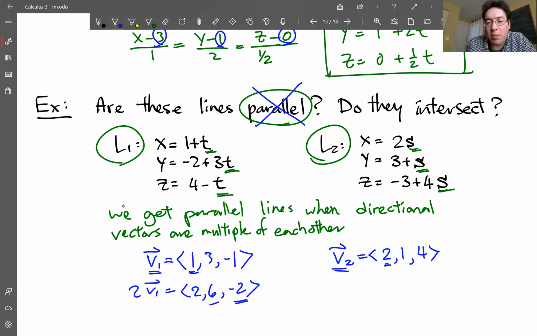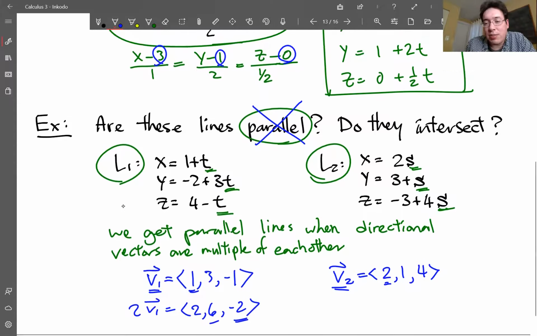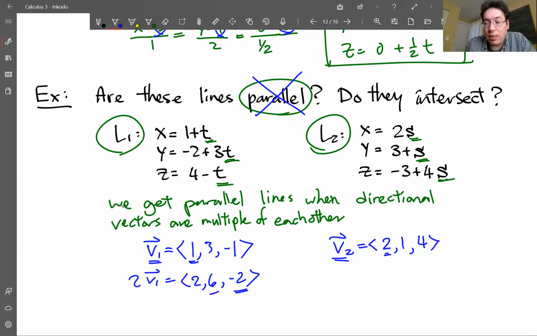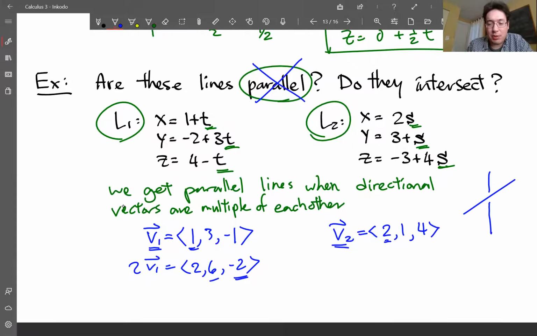Another thing that I want to be able to answer is whether these lines intersect each other. Do they have a point in common? I want you to imagine two lines going in space. It's possible that they're not parallel and one line goes over the other, right? If they don't intersect, they're called skew. So we know they're not parallel. Are they skew, or do they actually hit and have a point in common?